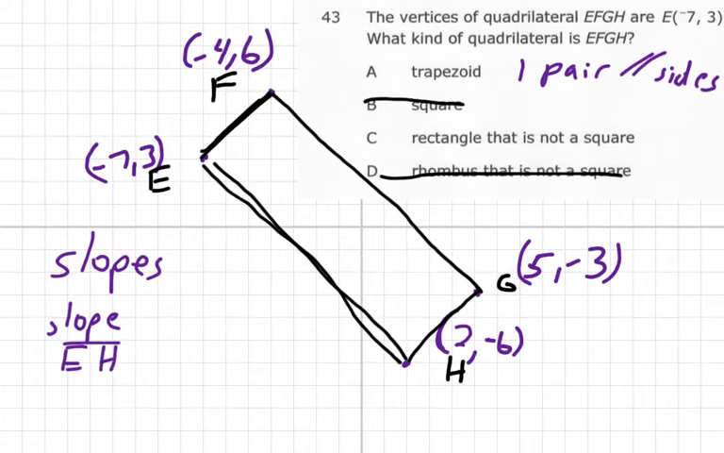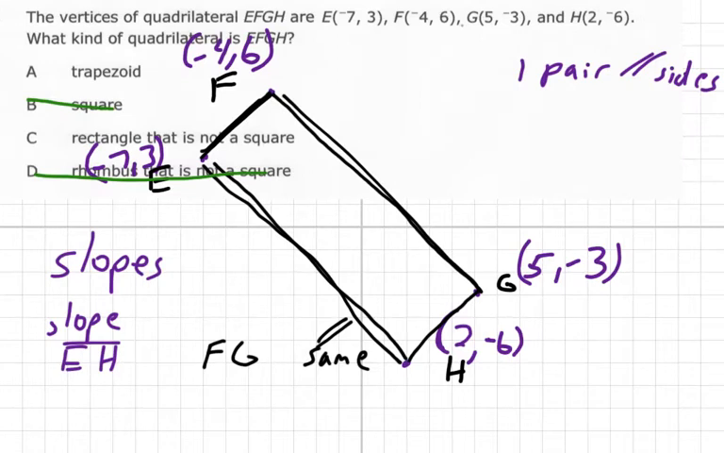I want to see if EH and FG have the same slope. If they have the same slope, they are parallel. So I'm going to find those two slopes. FG is my other one, and they need to be the same to be parallel. Alright, let's check that out. So EH, and I can do slope one of two ways. I'm going to do slope just with rise over run. I can also use the formula.